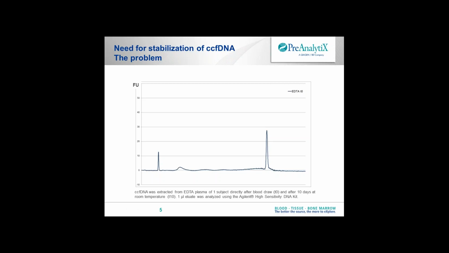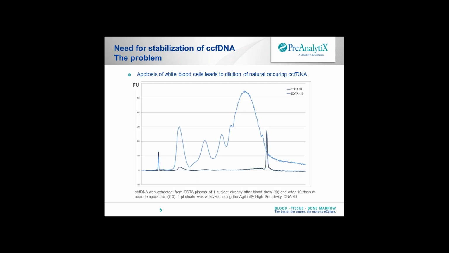So this is the picture if you isolate directly your ccfDNA from the plasma after blood collection, and what happens if you, for example, have to store the blood or to ship the blood or other things that can happen. This is shown here in this light blue graph from EDTA blood from the same donor, stored for 10 days at room temperature, and then the plasma was separated from the blood cells, and ccfDNA is isolated.